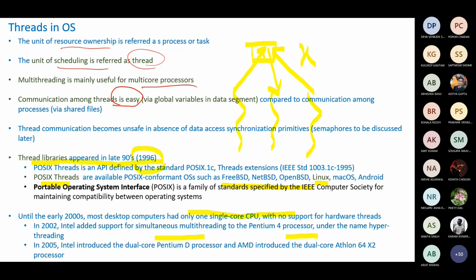So in case of threads, what is the easiest way of communicating among threads? They share something in common, so that can be exploited. What is that? Global variables. Yes, global variables they are sharing. It's something like a common notice board, right? If you write something on a common notice board, the BTech CS students can see it, and BTech IT students can also see it.